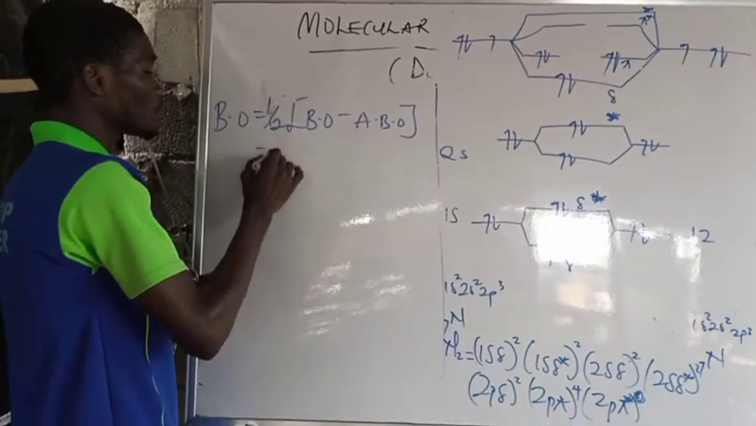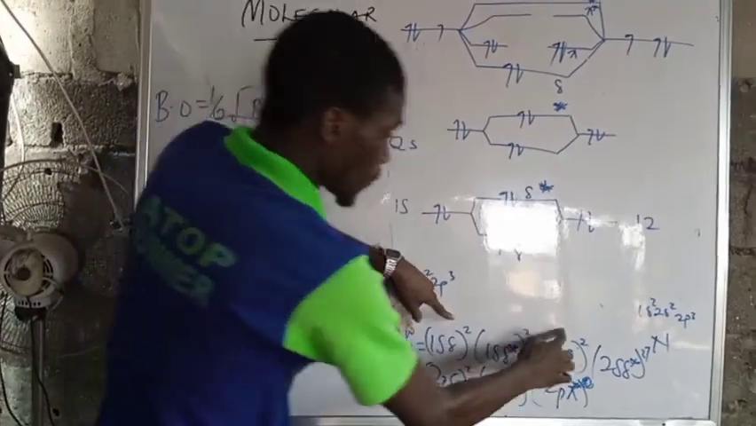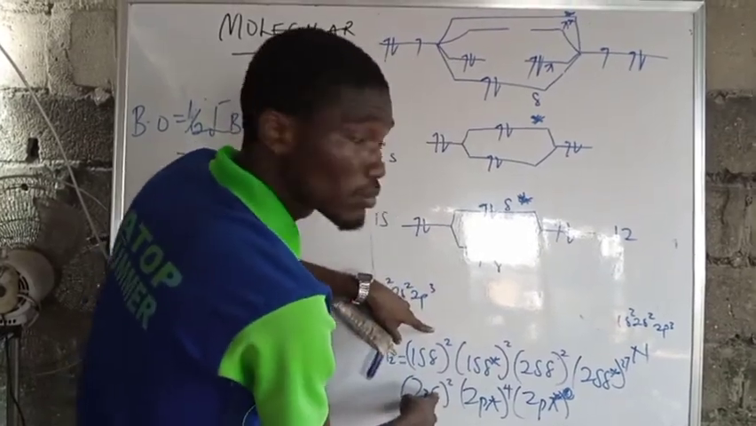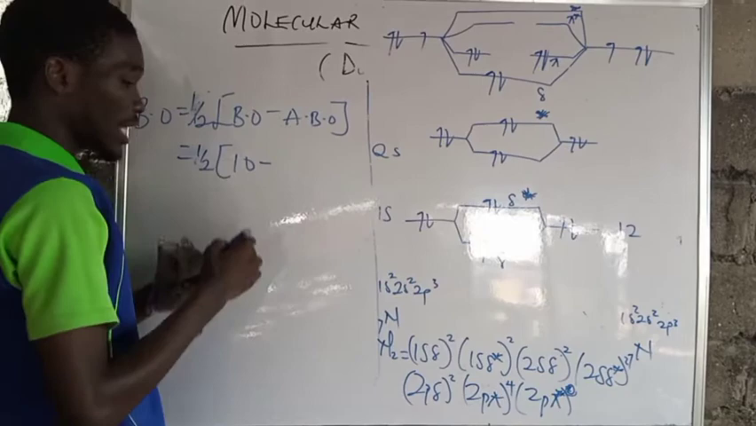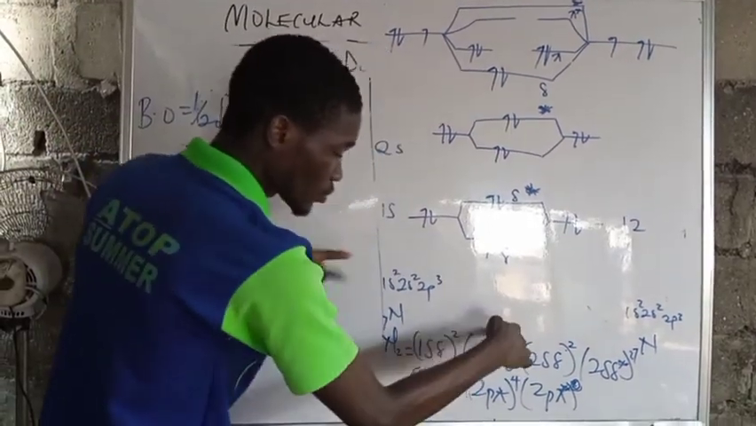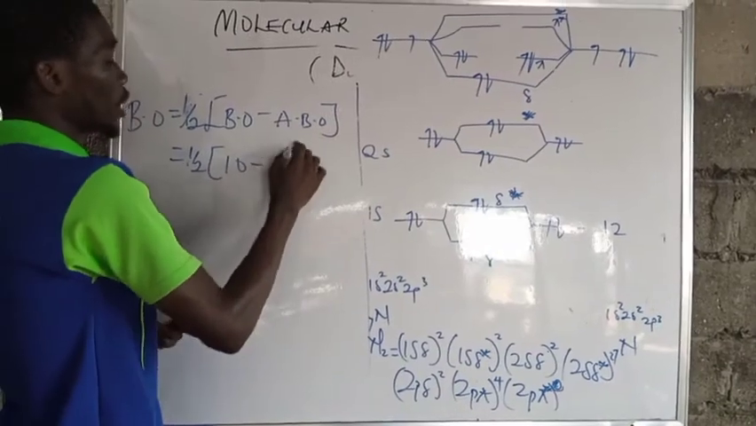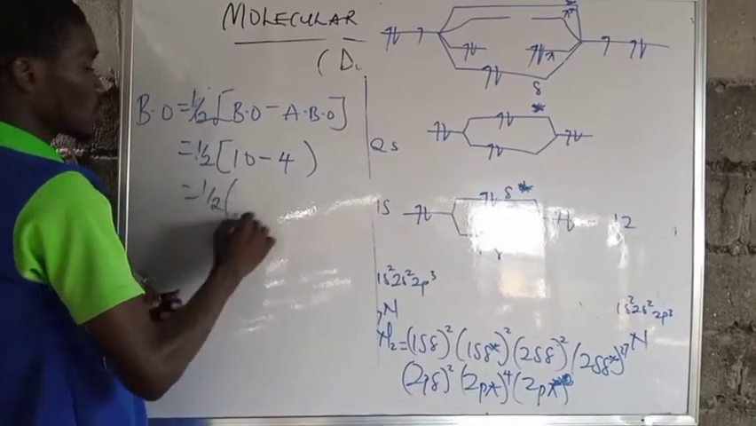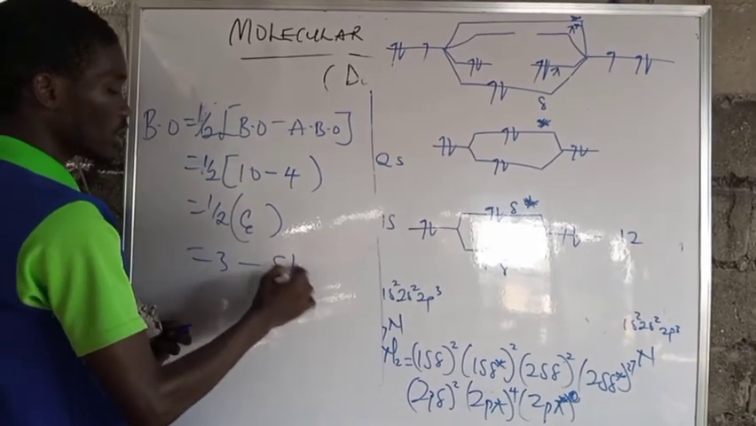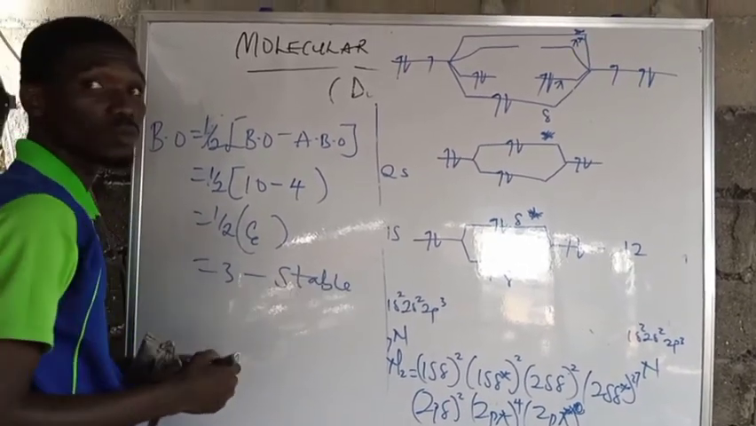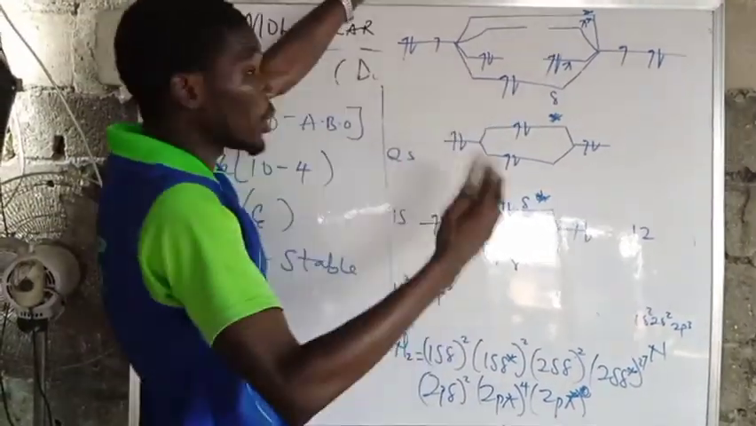So let's check. For bonding orbital, we have 2, 4, 6 plus this, making it 10. So we have 10 minus the anti-bonding. We have 2, 4. So we have 4 here. So 1 over 2, 10 minus 4 will give us 6. Half of this we have 3. So it is stable. Then another example of this bond order.